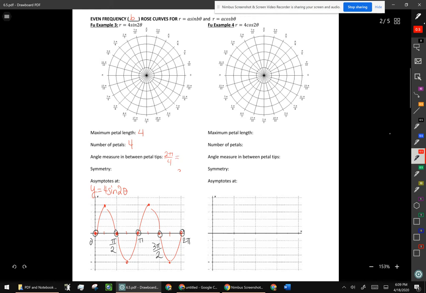And that's just pi over 2. So 90 degrees in between petal tips. The symmetry in this case, you will see, is over the x and y axis plus origin.